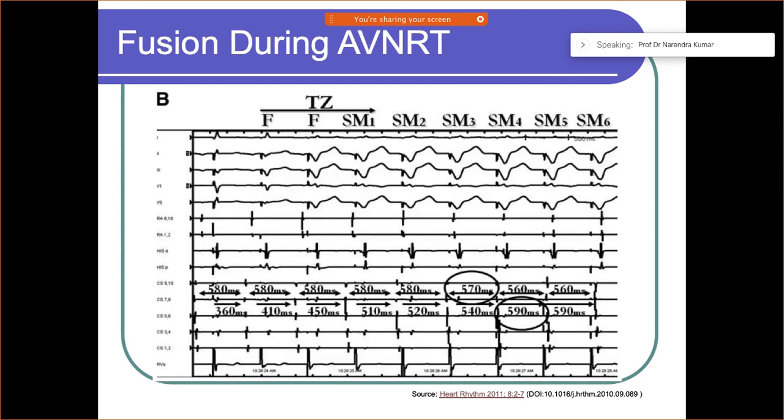What is happening in this one is atypical AVNRT, and the atrial timing is not altered, and the SA does not become fixed until SM3 and SM4, respectively, well after the end of the TZ, the transition zone. So if you look carefully, F refers to the fusion between the basic wavefront and the tachycardia circuit, and SM is the beat of stable morphology.